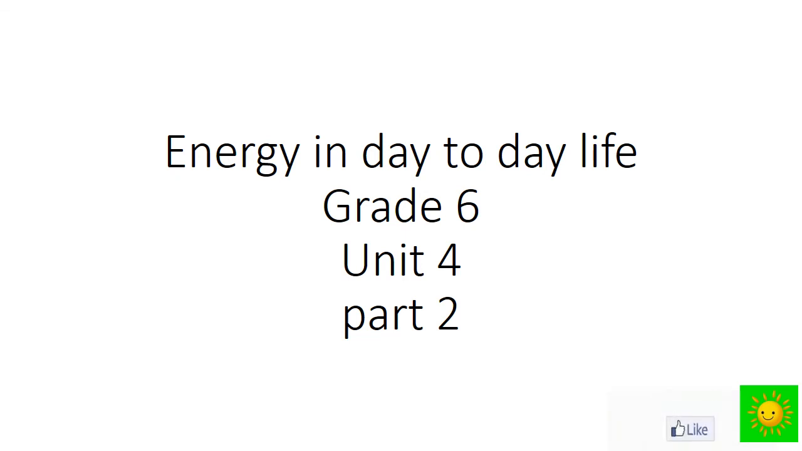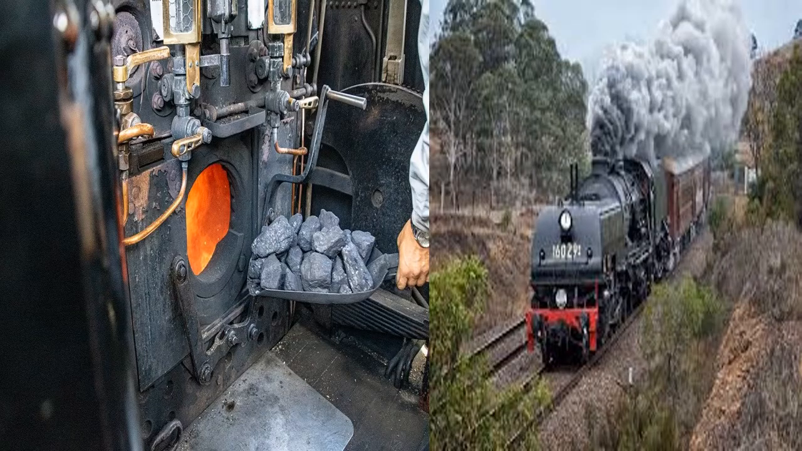This is unit 4. We are discussing part 2, energy in day-to-day life. Our first subtopic is fossil fuel. Do you know how old train engines got energy? It was produced by burning coal. The heat emitted during the burning of coal was used to convert water to steam. The energy generated by steam was used to operate engines.